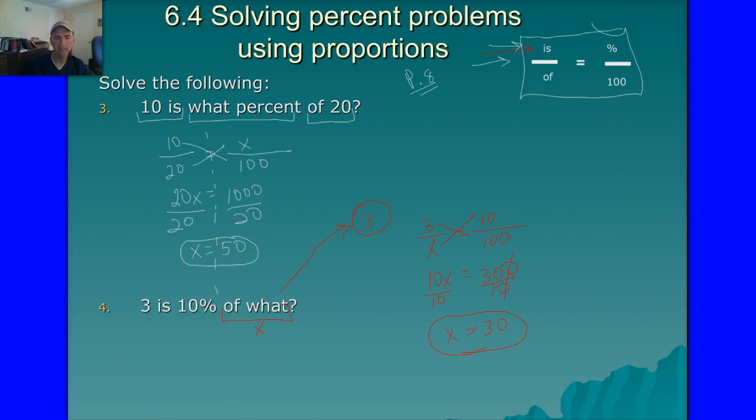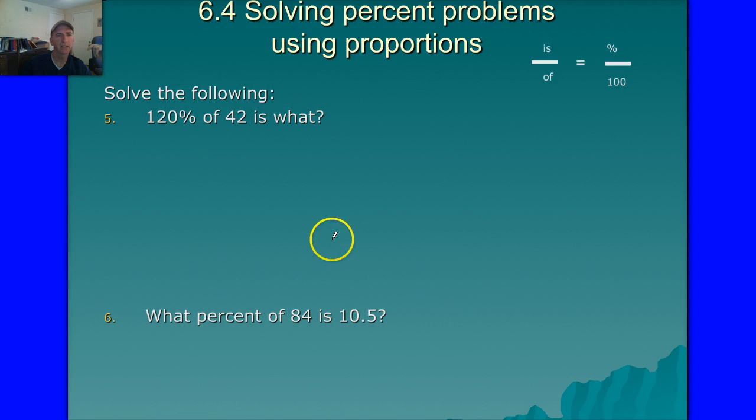If we go to the next slide now, we're doing the same things really. We'll work through these real quick. It says 120% of 42. Let's just keep rolling here. Here's what they tell me. They tell me that the number over 100 is 120. And it says of 42, so the of 42 goes right there. Is what? X goes right there.